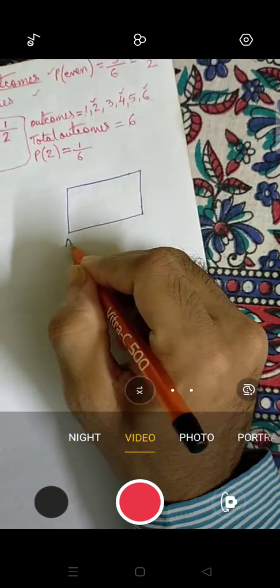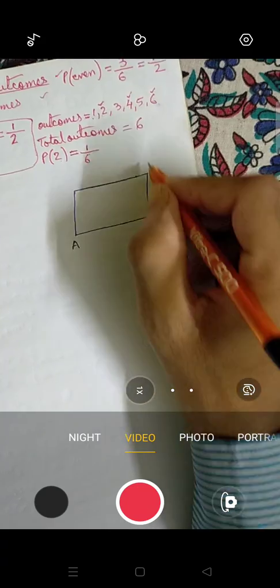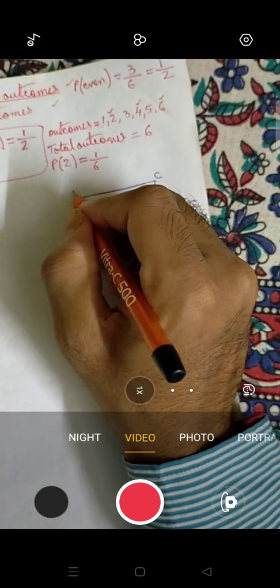So you can use your pen directly, you can make a parallelogram. Use your pen and make a parallelogram. Done? So this is a parallelogram. I have taken this as A, this is B, this is C, this is D.